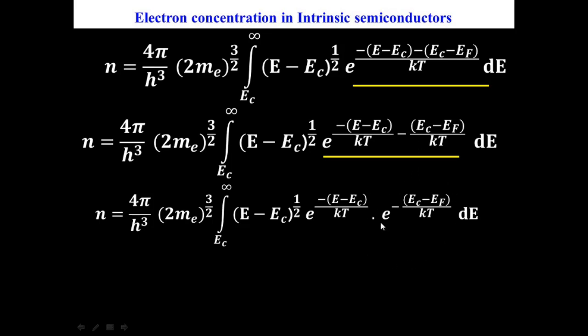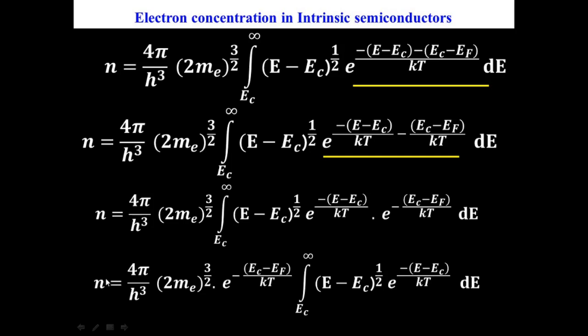So we will bring this term outside the integral in front, and inside we keep these two terms, and we bring the other term outside the integral in front. So we get n, that is the concentration of electrons in the conduction band, equal to 4π(2m_e)^(3/2) by h cubed, into, we have brought this term outside the integral, e to the power minus (Ec minus EF) by kT. So integral from Ec to infinity, (E minus Ec) to the power half, e to the power minus (E minus Ec) by kT, dE. Now this integral can be solved.